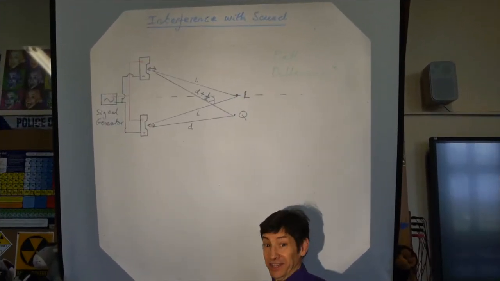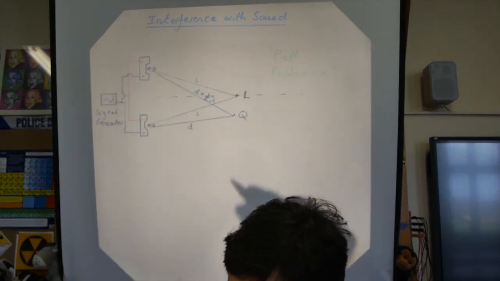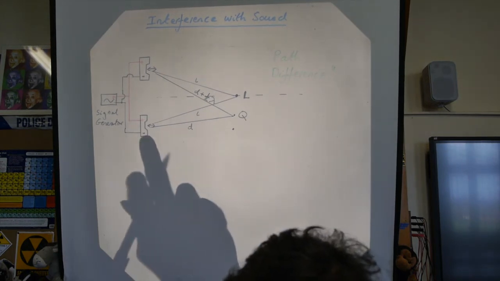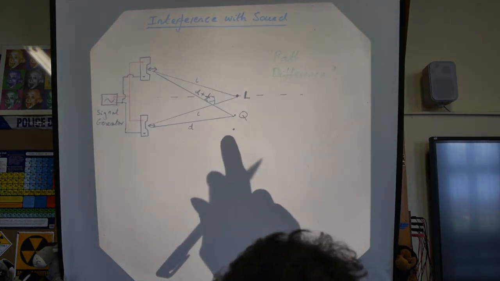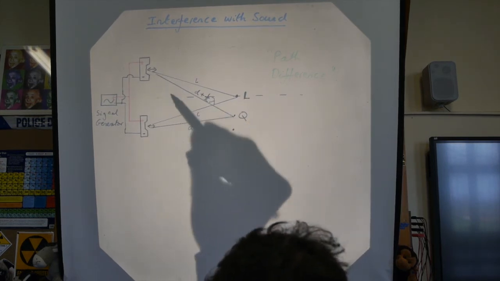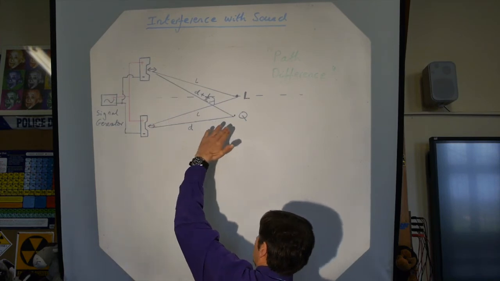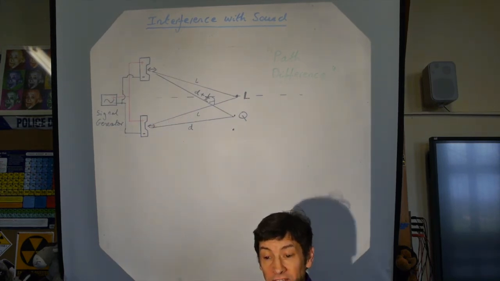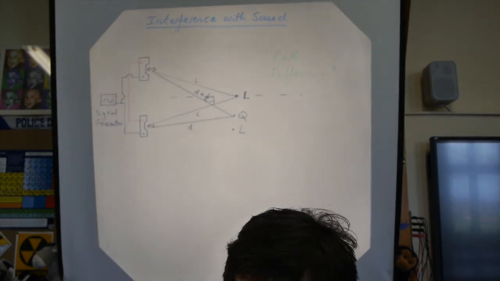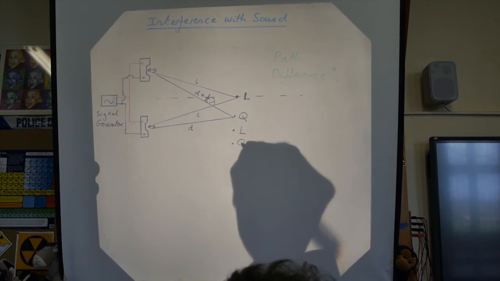Now, if you get the hang of this, and you do need to for A-level, you need to understand the idea of path difference. Isn't there going to be another place here where the distance from this loudspeaker is shorter than from this one? But what if the one from the top loudspeaker was exactly a wavelength longer? Well, then they'll be back in phase again. So you'll hear a loud sound. And then there'll be another place where they're out of phase and it'll be quiet.